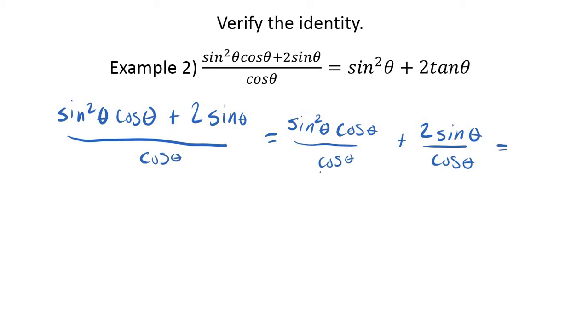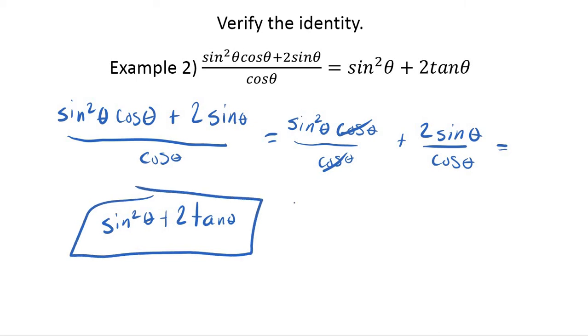Now notice what's going to happen. Well, cosine over cosine is going to cancel out. So we've got sine squared right there. Well, that's good because we want that, right? Plus, now what's sine over cosine? Well, we could also substitute right there. Sine over cosine, that's a quotient identity, and that is tangent. So just like that, I'm done.